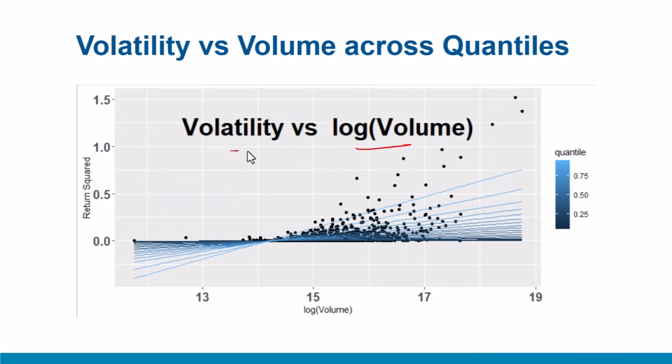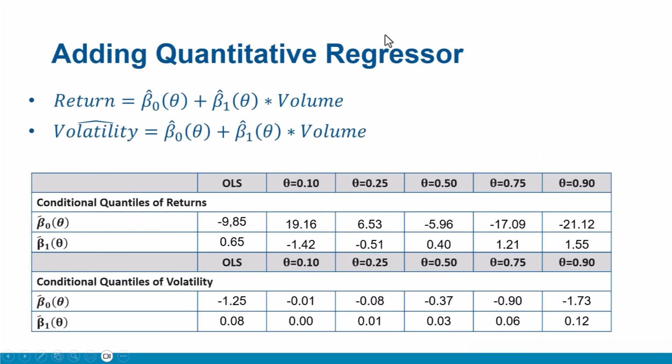Similarly, for log of volume and volatility, the slopes are also different across different quantiles. When I run the quantile regression, beta naught is the intercept; more importantly, our focus will be on the coefficient between return and log volume, and volatility and volume. Notice for OLS, the mean value is 0.65, but when you look across quantiles, 10, 25 percentile, median, 75 percentile, 90 percentile, it starts from negative, as we saw in the graph, and turns positive.